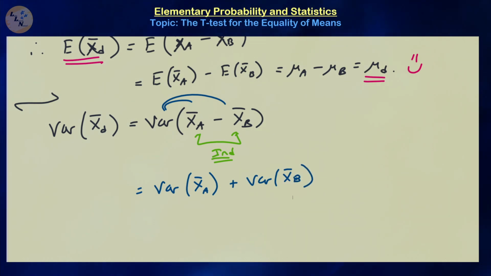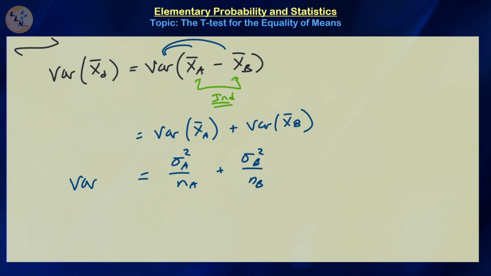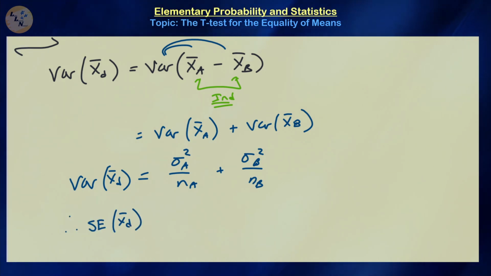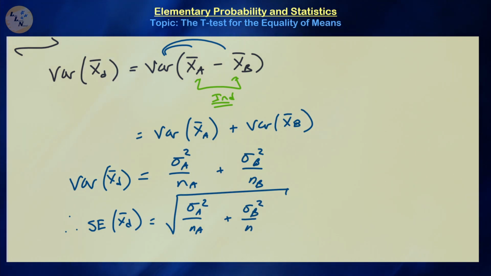We already know formulas for the variance of sample means. That's just going to be equal to sigma a squared divided by n a plus sigma b squared divided by n b. So that is the variance of the difference. Therefore, the standard error associated to using x bar d as a point estimate for mu d is just going to be equal to the square root of sigma a squared over n a plus sigma b squared over n b. And that gives us our standard error formula.